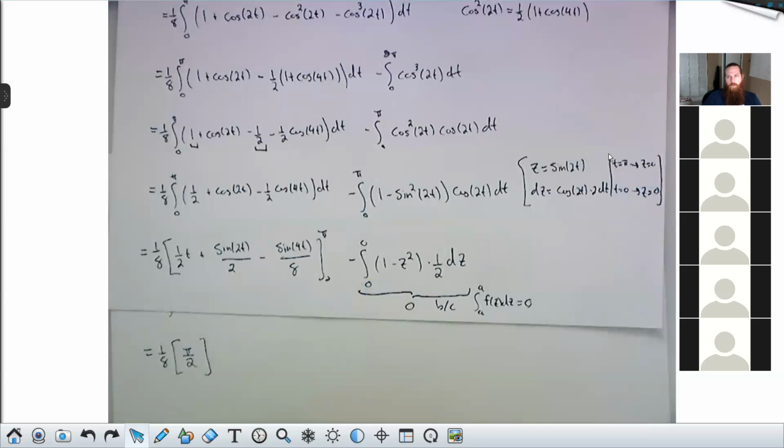When I go to try to find my new upper bound, I plug my old upper bound into the substitution. So I'm plugging t equals pi in here. So when t is equal to pi, z is equal to the sine of 2 pi, which is also 0. So it's the same procedure we always go through to change our bounds. You plug the old bounds into the substitution. It's just that when you do that, the new bounds both come out to 0.